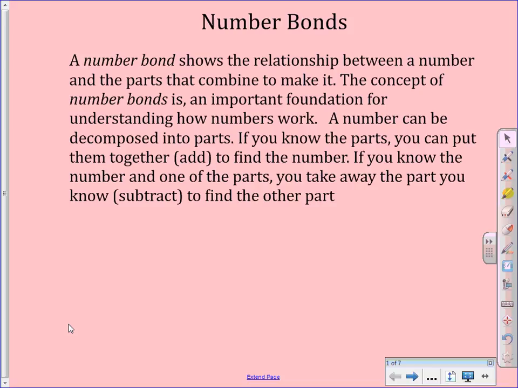Number bonds should be introduced in kindergarten when students begin working with Standard OA3, which is decomposing a number less than or equal to 10 into pairs in more than one way, by using objects or drawings and recording each decomposition by a drawing or equation. Let's look at an example of a number bond template that students may use in kindergarten.